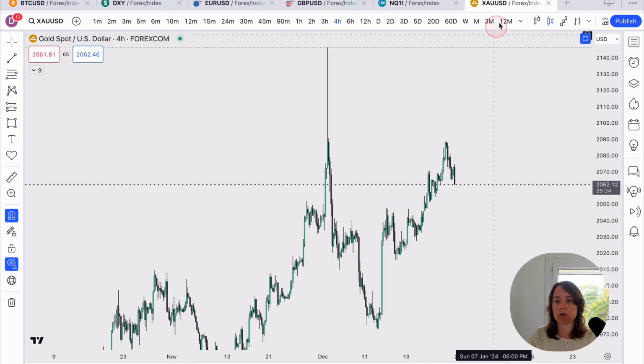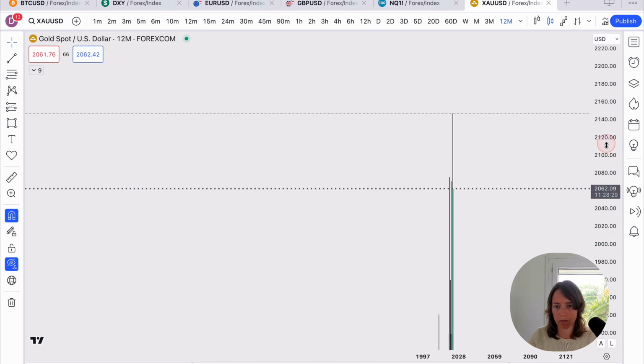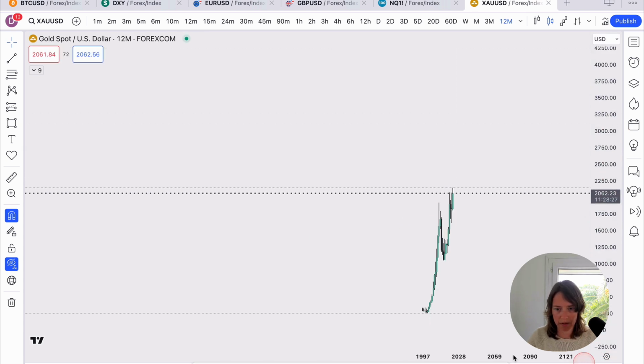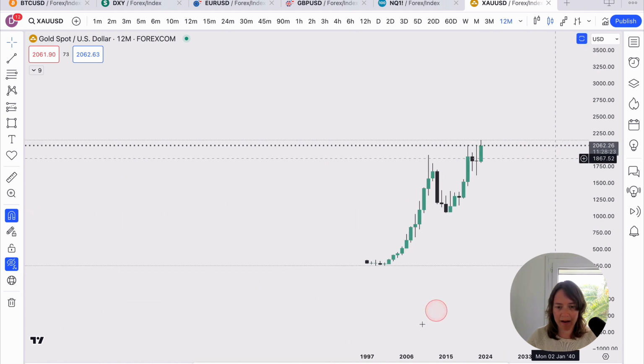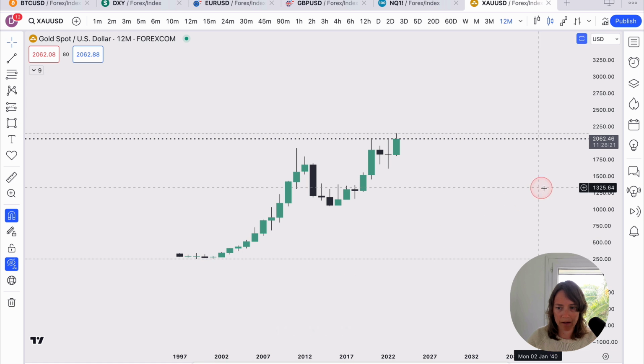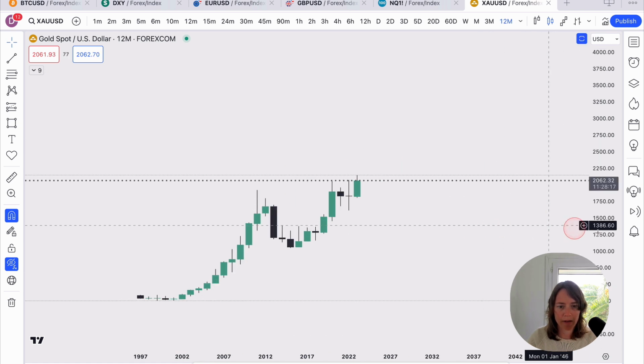Let's go to gold. Gold with the massive pushes. Let me see. I have never looked at this yearly chart. Let me see. What do we have over here?